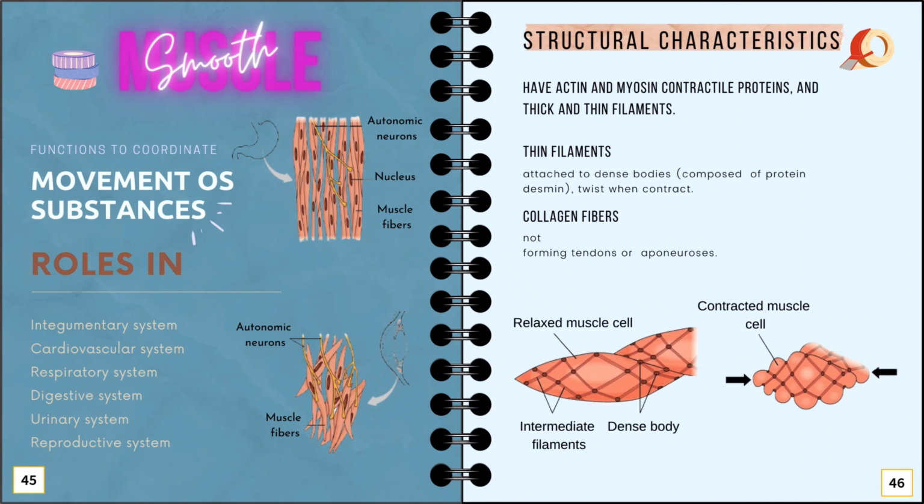The last one is our smooth muscles. So the main function of our smooth muscle is to coordinate movement of substances, and it has roles in integumentary system, cardiovascular system, respiratory system, digestive system, urinary system, and reproductive system. In page 46 you can see the structural characteristic of smooth muscle.